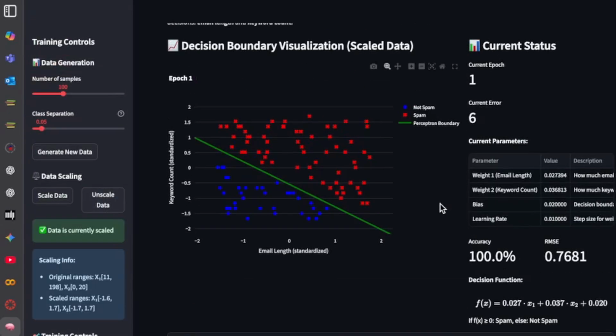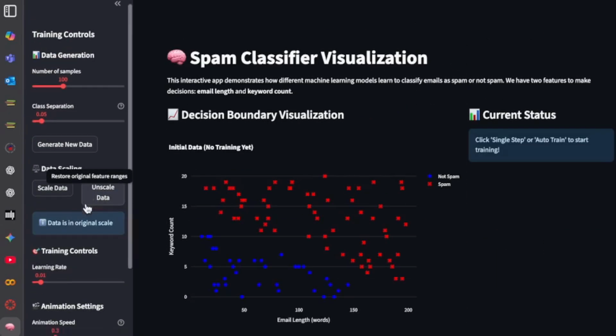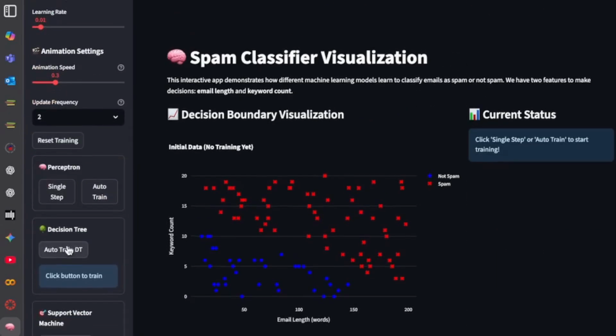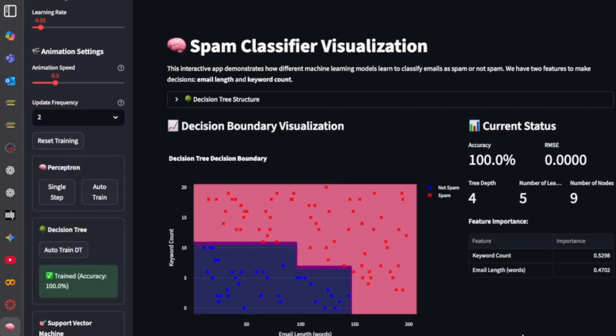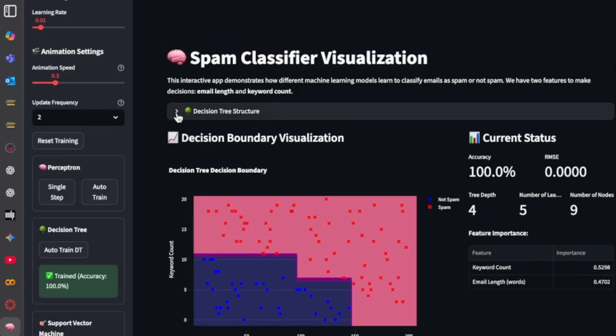So next I'm going to unscale the data, go back to the original scale. Now I want to show you a decision tree. We're going to automatically train that, and look, the dividing line for a decision tree is very different, right? It's not just a straight line. It's basically rectangles carved out. And these different shapes are controlled by the different nodes within a decision tree. The logic we're going to look at in just a second, but our tree goes to a depth of 4. And here's our actual tree.